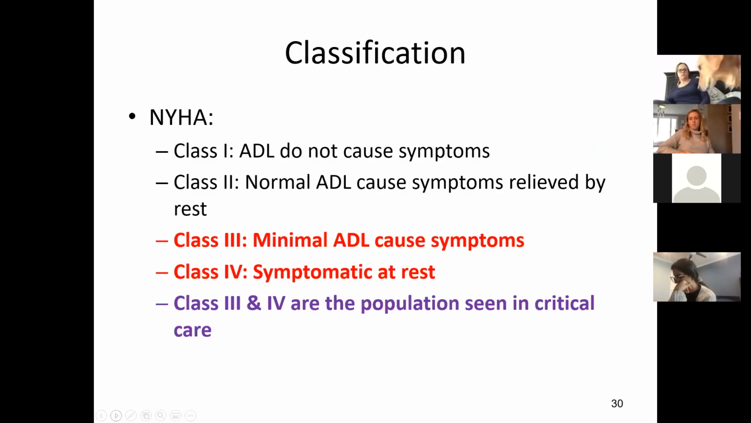So when we think about heart failure, we in Canada use the New York Heart Association classification. There's also the Killip classification.